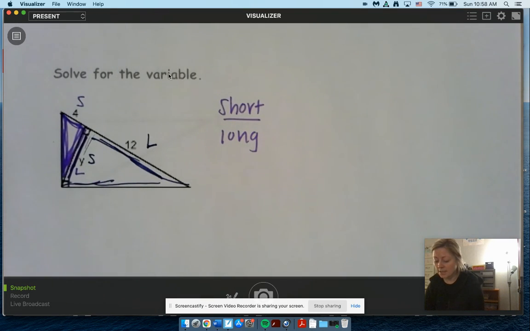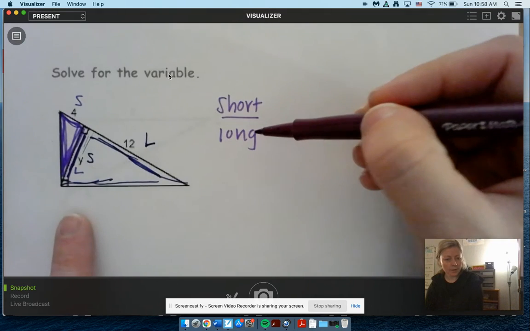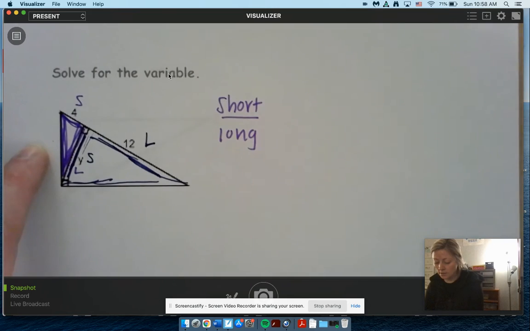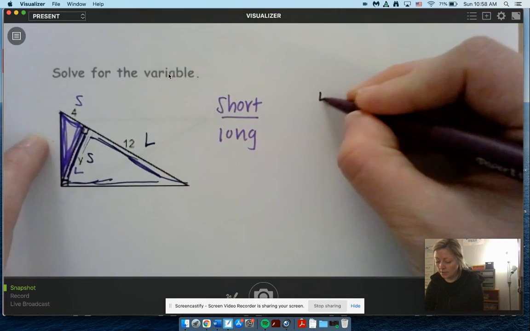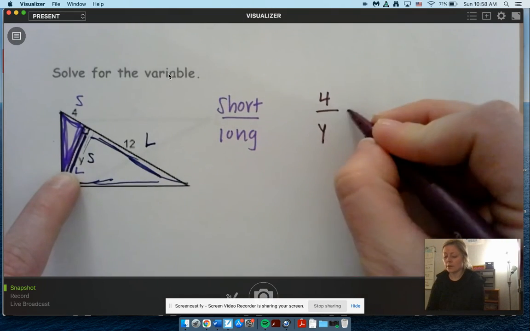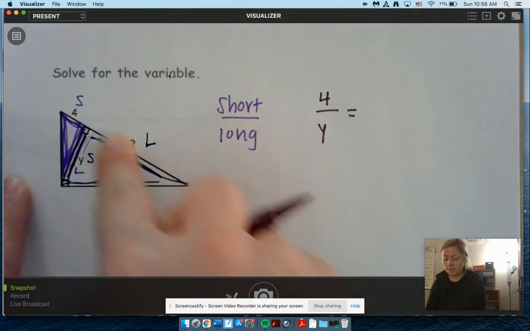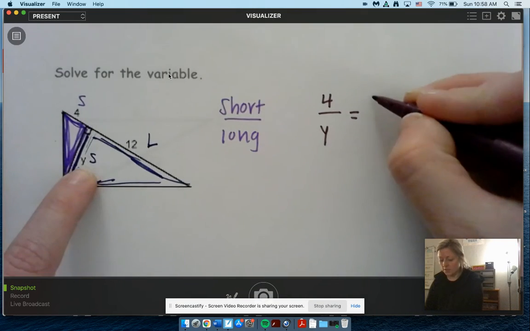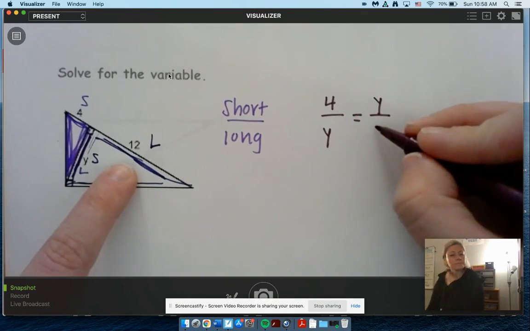So since I made my key to be short over long, I'm going to start with my little purple triangle. It doesn't matter which one you start with. I'm just choosing to start with this one. I'm going to write 4, because that's my short side, over my long side of y, is equal to, now come to the big triangle. What's your short side? Y. What's your long side? 12.